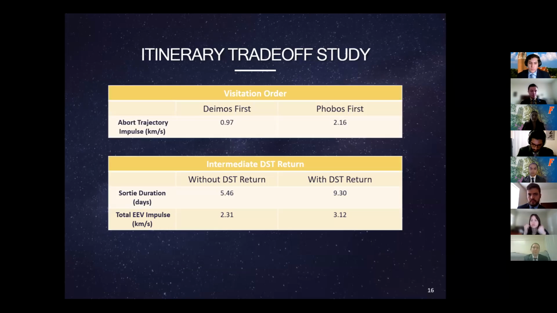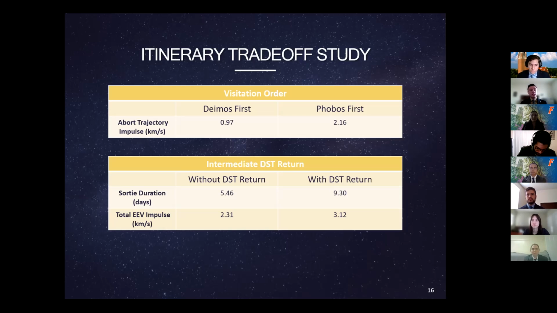Next slide, please. The other major trade-off studies were related to the actual itinerary of the mission. Firstly, being the visitation order. So whether we were going to visit Deimos or Phobos first in the mission. This decision was made based on the concept of an abort trajectory. So what if during the mission there is some sort of failure in the engine? It does not produce the same efficiency that it needs to reach both moons, and it can only reach one moon, and then we need to get the EEV back to the DST safely for the sake of the crew.